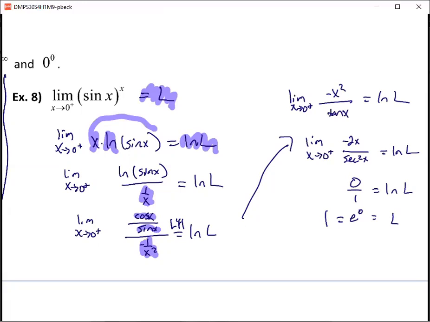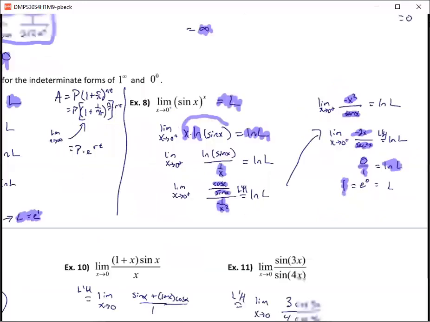Now we could algebraically simplify that if we really wanted to. And in fact, that's what I did. That numerator is what we call a cotangent. So we could turn the cotangent in the numerator into tangent in the denominator. We could turn the negative 1 over x squared in the denominator into negative x squared in the numerator. And now we can keep going, take L'Hopital's rule again, because we have 0 over 0. And in doing so, we now have negative 2 times 0 over the secant of 0, which is 1. So 0 over 1 is the natural log of our limit. So e to the 0 is 1. Turns out 0 to the 0 power does equal 1 in this case.